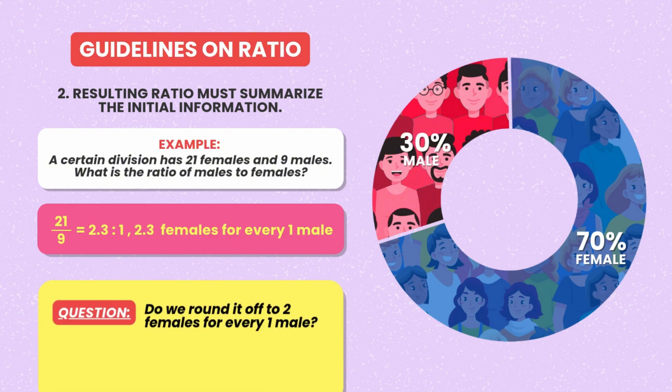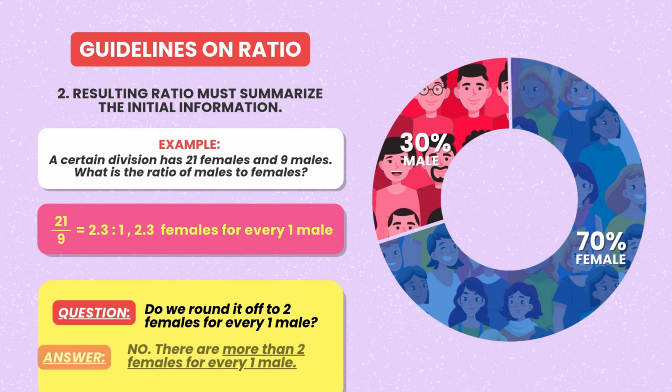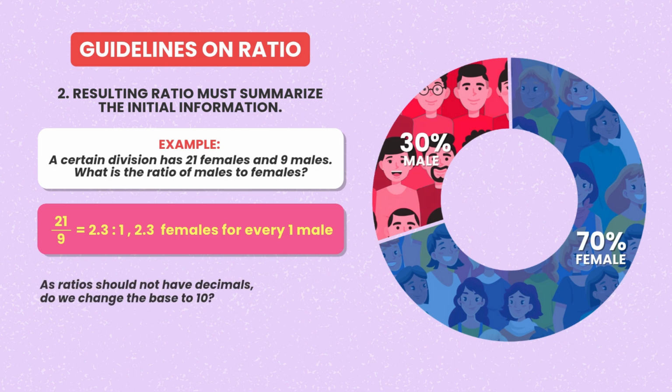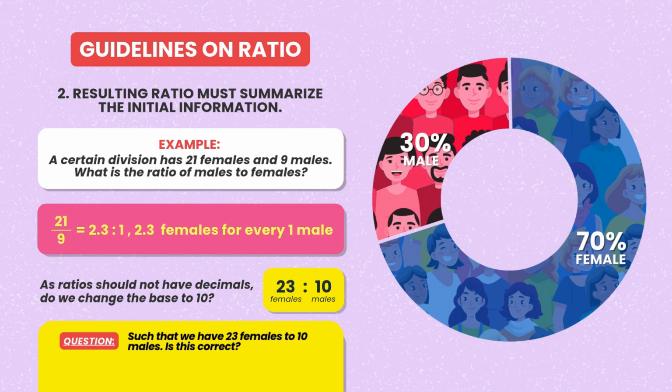Now, do we round it off, such that we have 2 females for every 1 male? And the answer is no, because there are more females than just 2 for every 1 male. So, do we change the base to 10 instead? Meaning, we will have a ratio of 23:10, such that we have 23 females to 10 males. Is this correct? And the answer is, this is incorrect. Why? Because this is no longer reflective of the initial counts of employees. Remember our guideline. The resulting ratio must summarize the initial information.